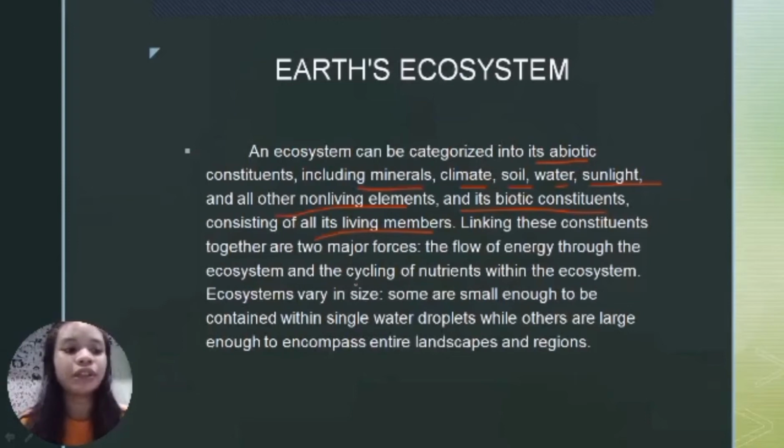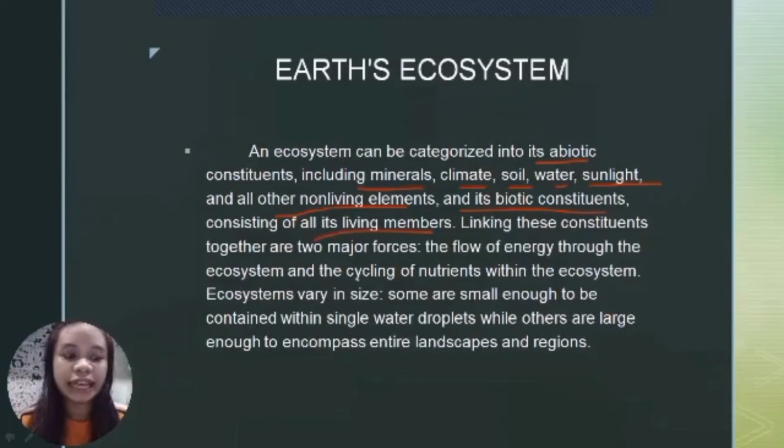Linking these two constituents together are the two major forces. One is the flow of energy through ecosystem. It means that energy flow is the flow of energy through living things within an ecosystem. It means that all organisms can be organized into producers and consumers, and those producers and consumers can be further organized into a food chain.